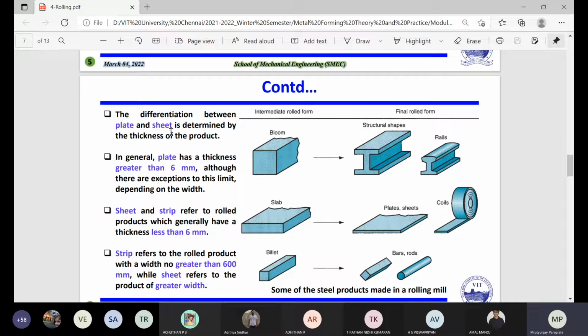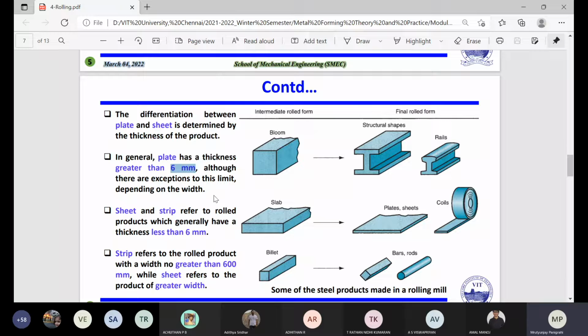Similarly, about the difference between plate and sheet, we have to understand the basic difference between plate, sheet, and strip. These three things you have to differentiate with respect to the thickness of the product. In general, the plate has a thickness greater than 6 mm. Okay, so you have to define it. You cannot just say that this is plate or this is sheet. You have to understand very clearly.